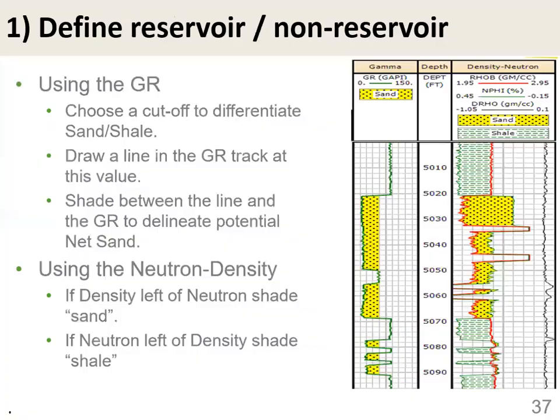So to elaborate on these steps, for the very first step, identifying the clean zones, we typically use the gamma ray log. Here it says choose a cutoff to differentiate shale from sand. And typically a cutoff of 50% is used. I'll show you how that is done.